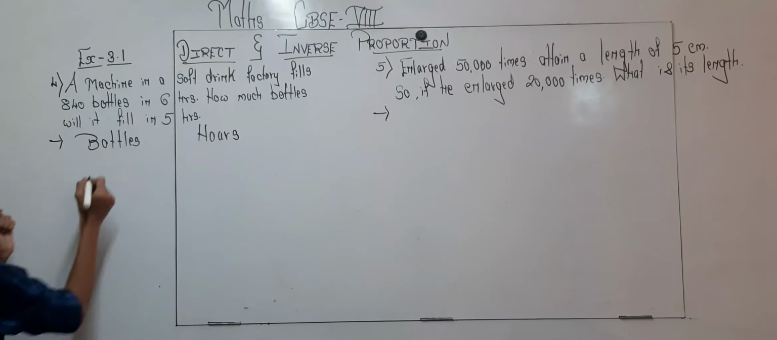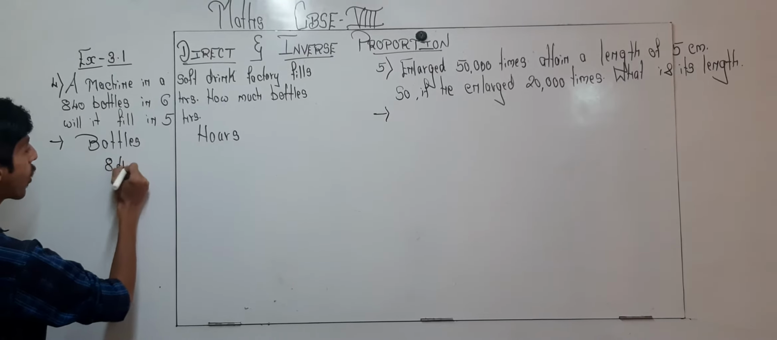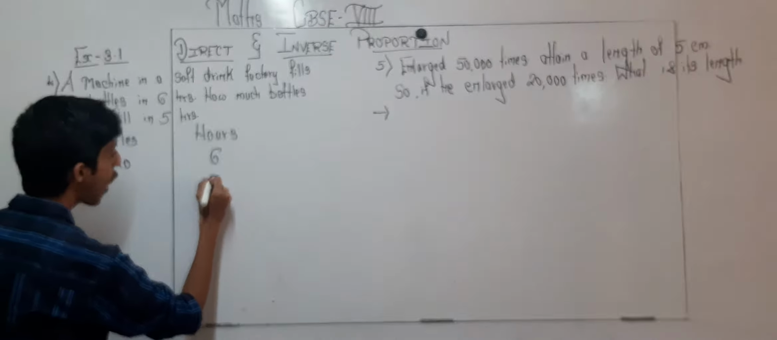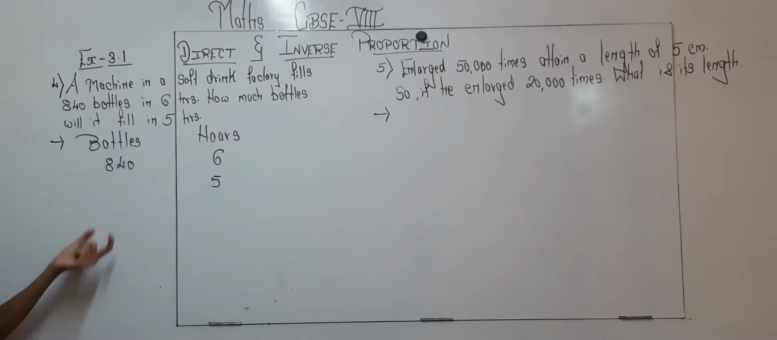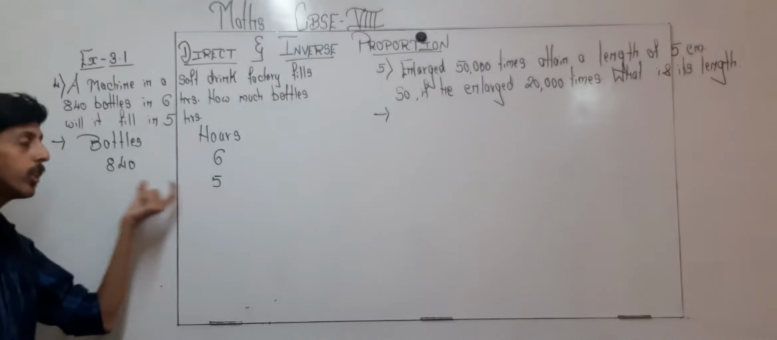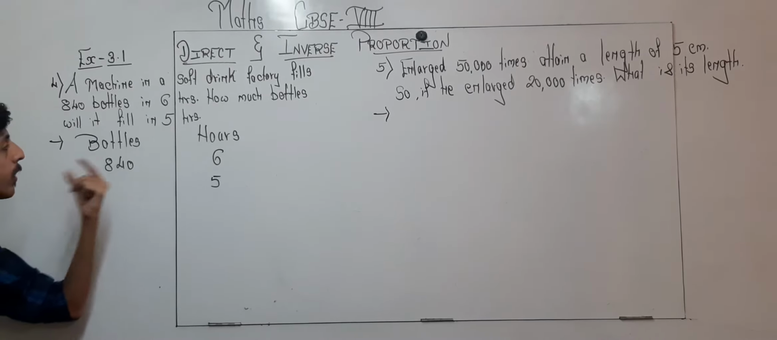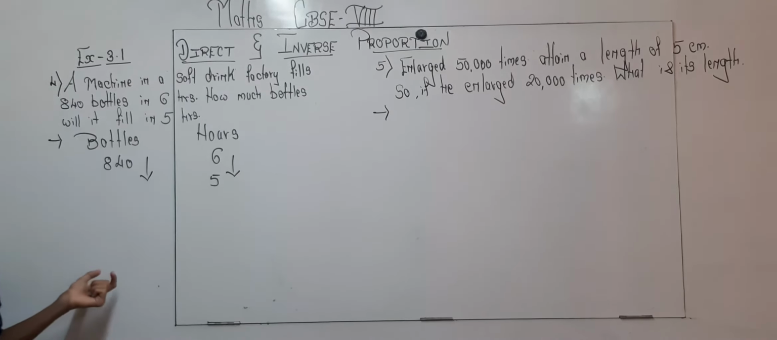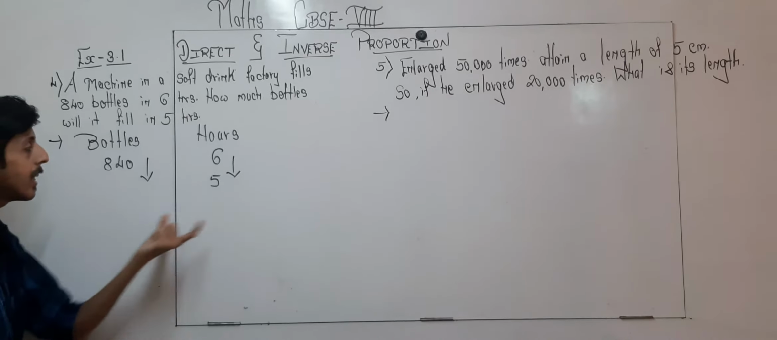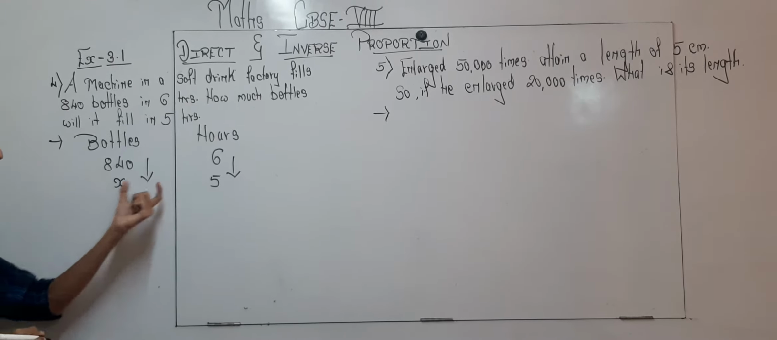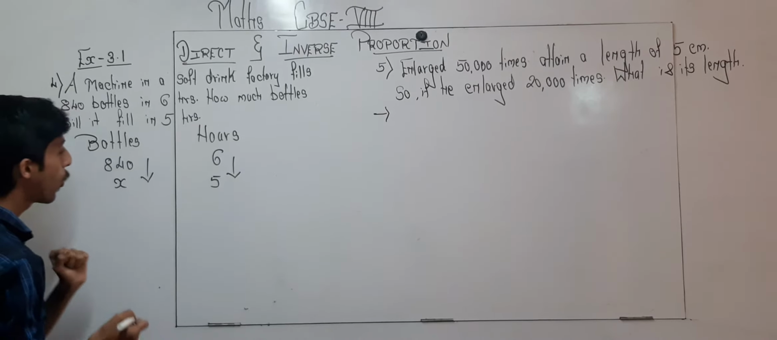Now how many bottles? 840 bottles are being filled in 6 hours, and in 5 hours how many bottles will be filled up? Naturally, in 5 hours fewer bottles will be filled. So when the hours decrease, the bottles will also decrease. So which concept? That is the direct concept. So again I want to find the value of bottles which will be filled within 5 hours.